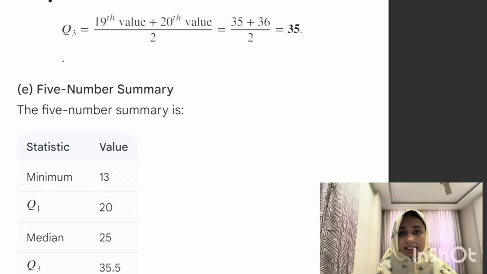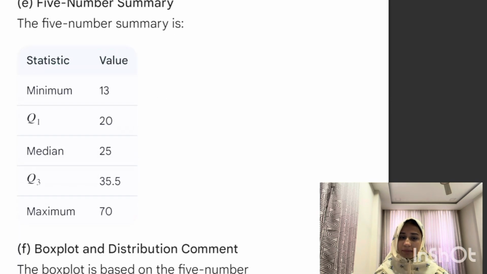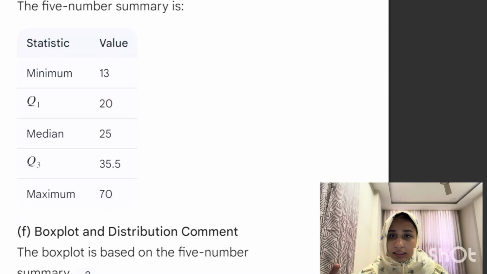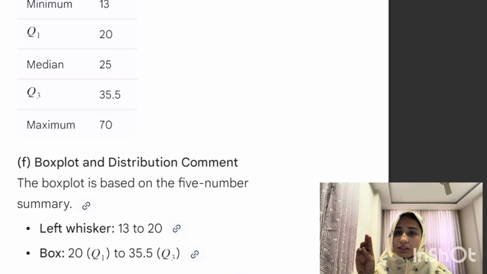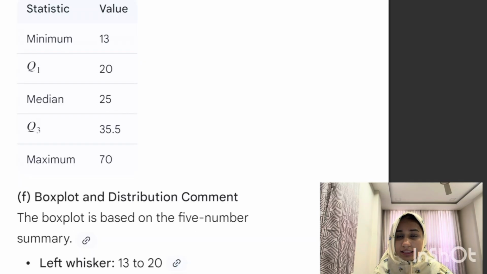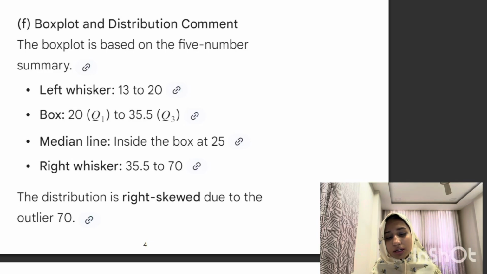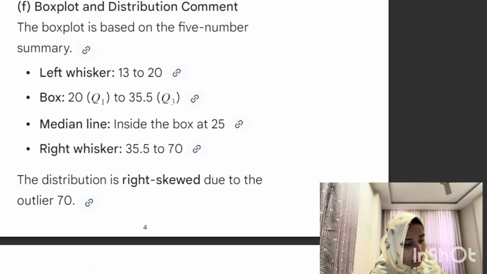Now part E is to give the 5-number summary of the ratings. So the 5-number summary is: minimum value, which is 13, Q1 is 20, median is 25, Q3 is 35.5, and maximum value will be 70. Now part F says to draw the box plot of the data. So the box plot is based on the 5-number summary, which we have discussed in the above part just now. So based on that we make the box plot.